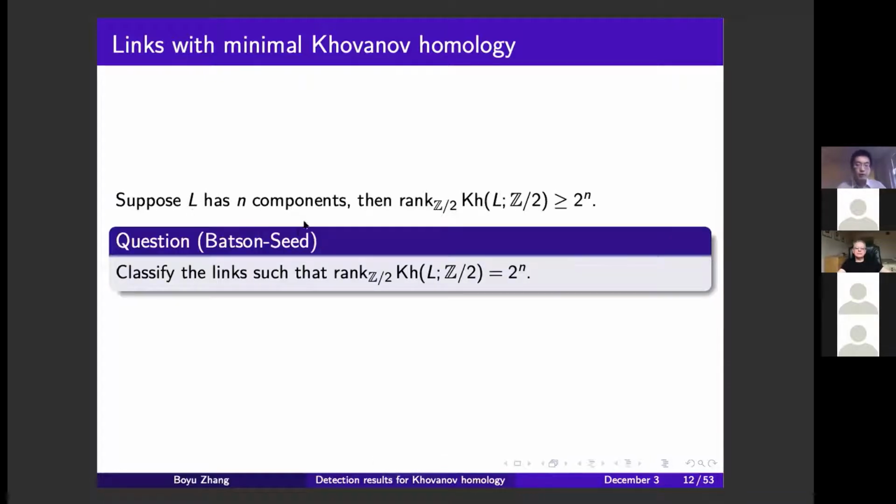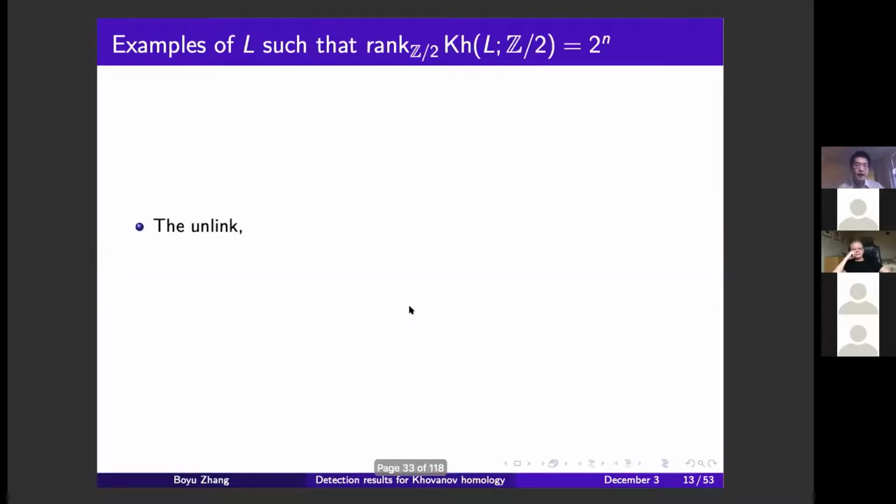And the question asked by Baldwin and Sivek regarding this lower bound on the rank of Khovanov homology is: can we classify all the links such that the rank of its Khovanov homology achieves this lower bound? And as we may expect, one of the examples that achieves the lower bound on the rank of Khovanov homology is the unlink. In fact, if we compute the rank of the Khovanov homology of the unlink with n components, we'll see that it's always 2 to the n.